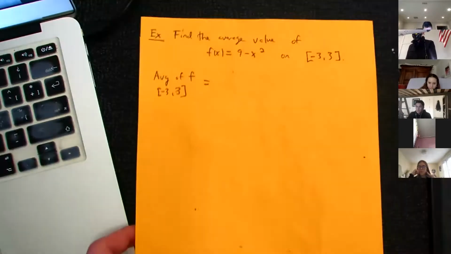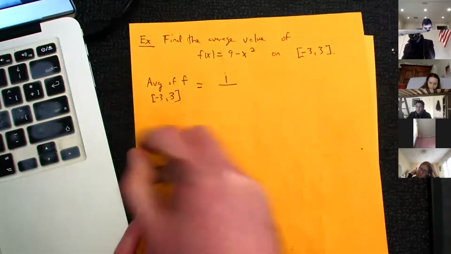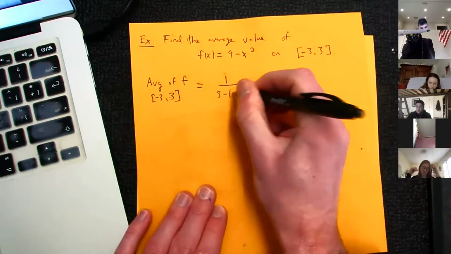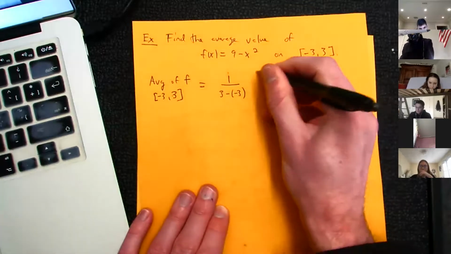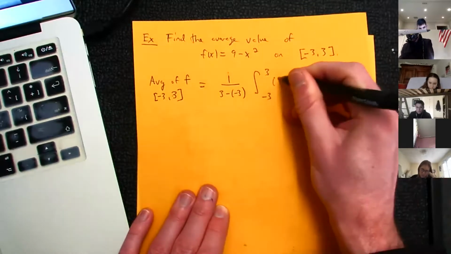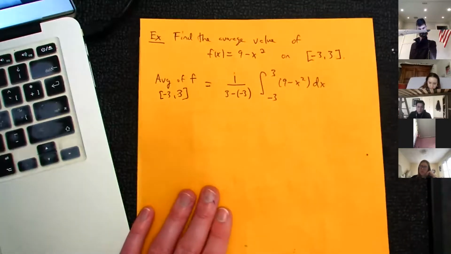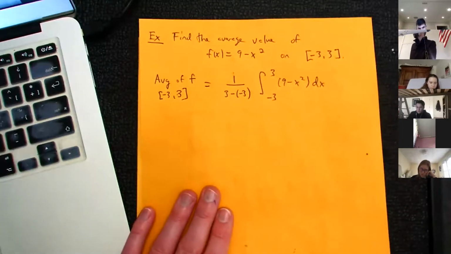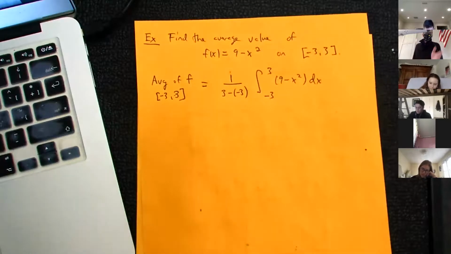So in this case, that's going to be 1 over 3 minus -3, which of course is 1 over 6, times the integral from -3 to 3 of the function. So that's 9 minus x squared dx. So I'm just directly applying the formula there. Now, this is a problem that could have been on yesterday's worksheet. We're just trying to compute an integral.